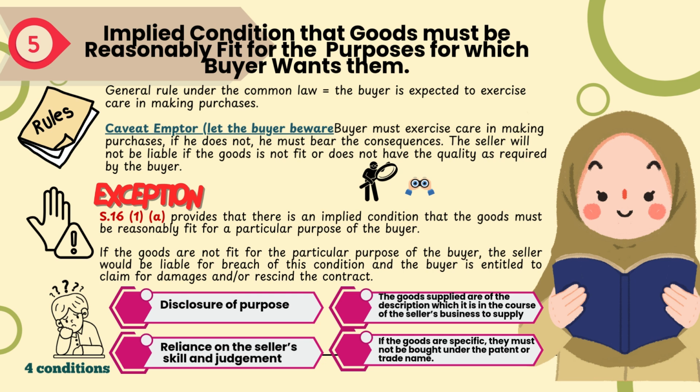Next, it is implied conditions that goods must be reasonably fit for the purposes for which the buyer wants them. According to section 16, subsection 1, there is no implied warranty or condition as to quality or fitness for any particular purpose of goods supplied under a contract of sale. The basic rule here is that the buyer must be aware and exercise care in making purchases, because the law in section 16 does not protect the buyer.